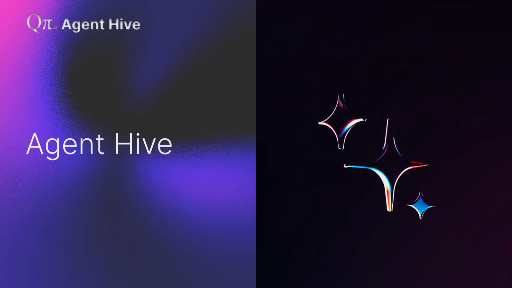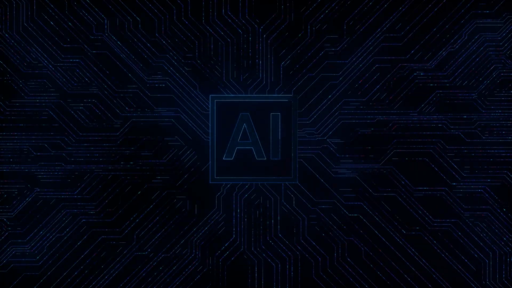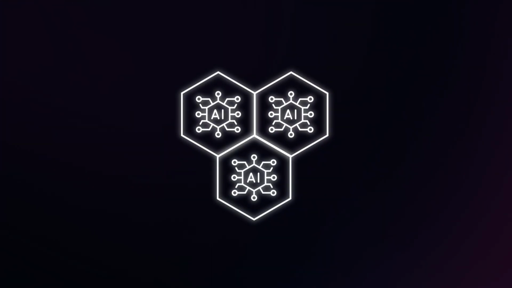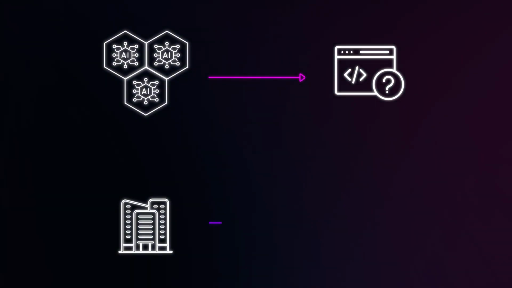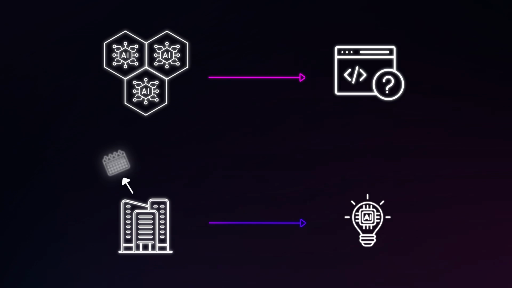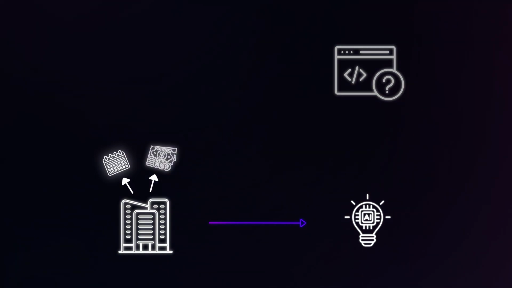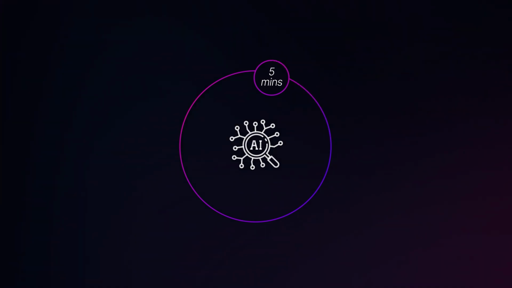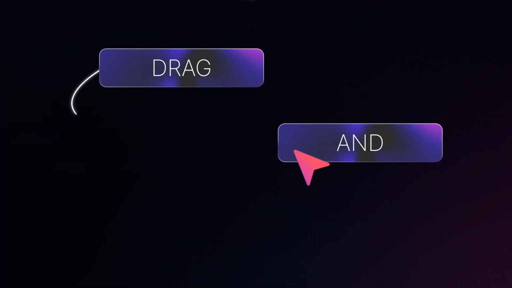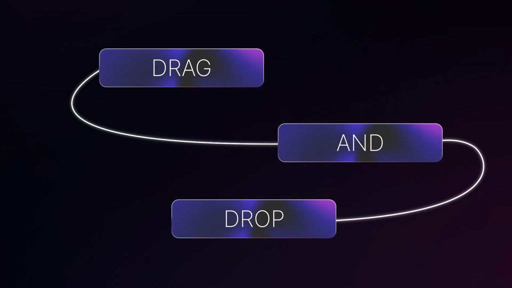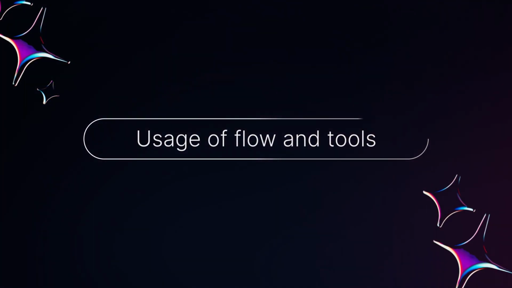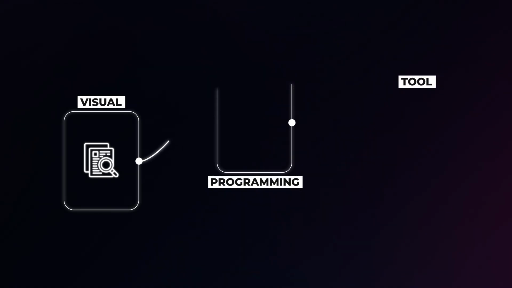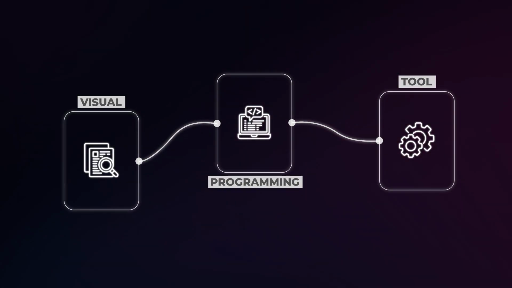Today I'm going to show you something absolutely game changing in the AI world. Imagine this, you want to build a smart AI system but you don't know how to code. Or maybe you are an enterprise company that needs an AI solution but doesn't want to spend months and thousands of dollars on custom development. Well, I just built an entire research assistant in under 5 minutes using nothing but drag and drop. No coding, no headaches, just pure AI magic. Today, we'll be walking through Agent Hive, our amazing visual programming tool that's changing how people build AI systems.